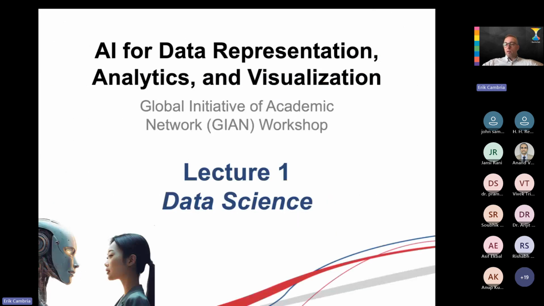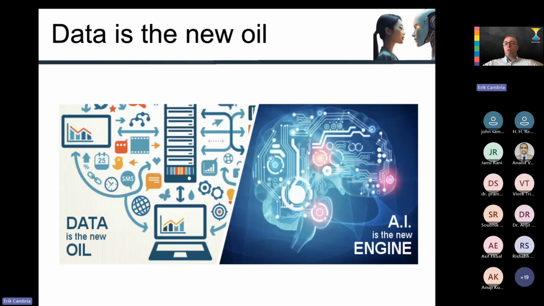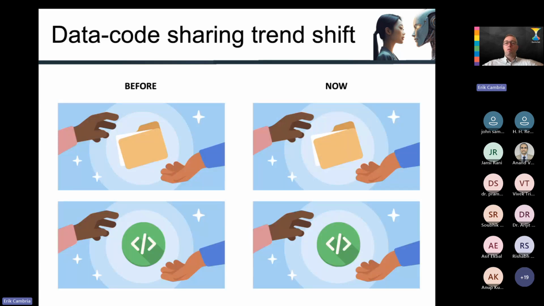So, okay, let's start. First, as I mentioned earlier, we are going to be talking about data first. So data, as you have heard, is the new oil and AI is the new engine. And this is very much true because all these new AI techniques are very much data hungry. So this is a bit different from what was happening just maybe a decade ago.